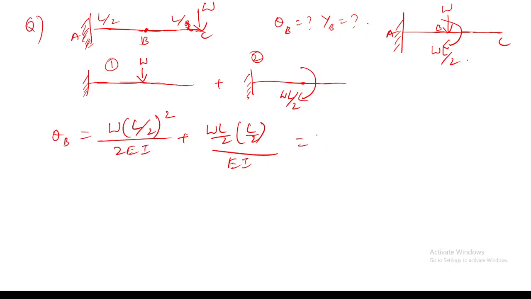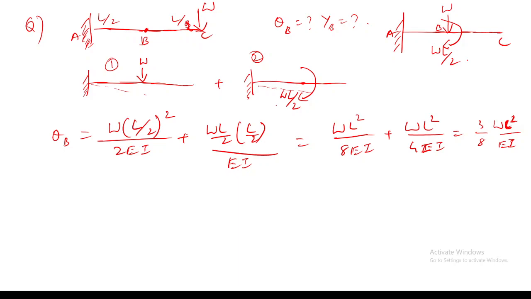Which will be nothing but WL square divided by 8EI plus WL square divided by 4EI, which will be 3 by 8 WL square divided by EI. Since both of these are in the same direction, both will bend downwards, so the slopes are in the clockwise direction, and we have added both. And what will be the value of YB?